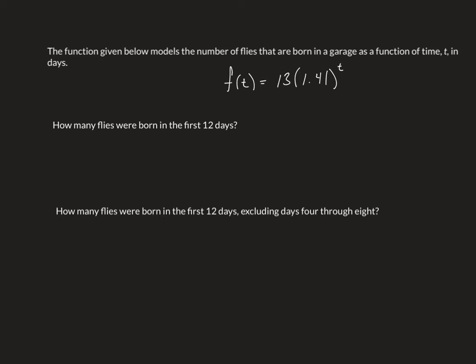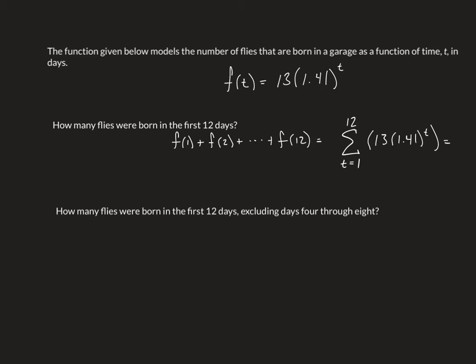So what this is essentially asking is, I need to calculate the number of flies that were born on day 1, and the number of flies that were born on day 2, and the number of flies that were born on day 3, and day 4, and day 5, all the way up to the 12th day. And I know that I have a much better way of doing this than to actually calculate these all by hand. I'm going to use my summation, and I'm going to say to start when t is 1 and end when t is 12, and I'm going to use the function 13 times 1.41 to the t power and ask my graphing calculator what this comes up with.